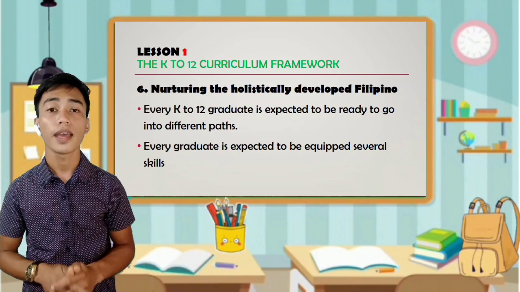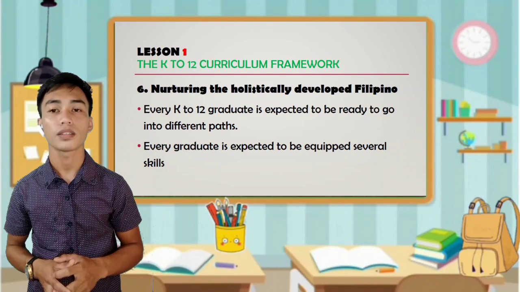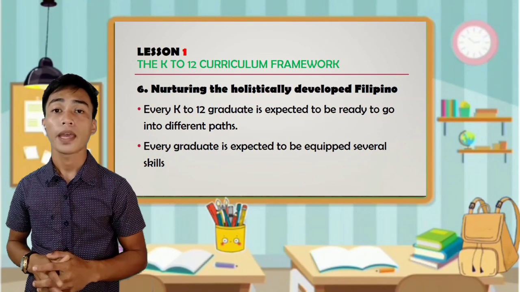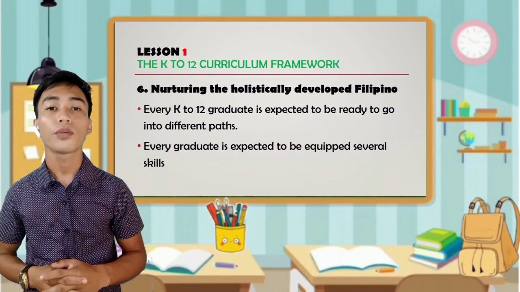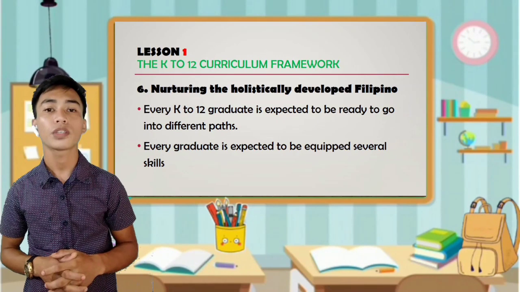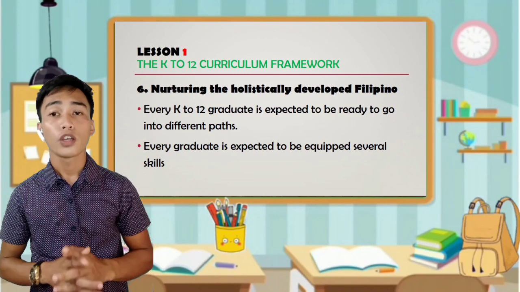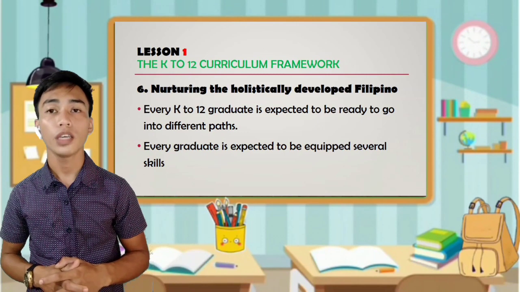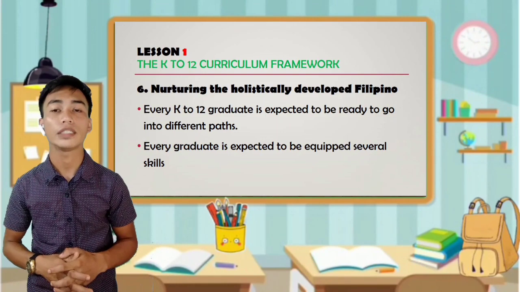So how can this be done? Every K-12 graduate is expected to be ready to go into different paths, such as further education, employment, or entrepreneurship. And lastly, every graduate is expected to be equipped with information, media, and technology skills, learning and innovation skills, effective communication skills, and life and career skills. So those are the salient features of the K-12 curriculum by integrating technologies in learning and teaching.